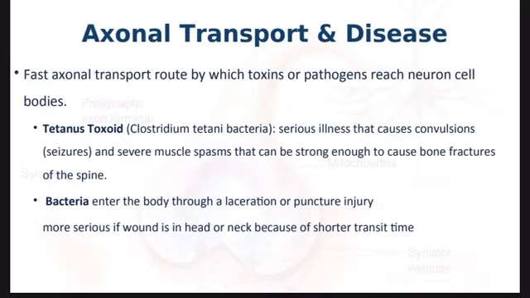Of course, with every condition there is abnormality, and this is known. So the fast axonal transport is the route by which toxins or pathology usually reach the neuron cell body. These are major diseases. Cutaneous toxins, okay, or toxicity. That is why you take a tetanus shot. It is a serious illness that causes seizures and severe muscle spasms. From the strength of the spasms and the problems, it could actually cause a fracture of the spine, because the person keeps having spasms and shaking.